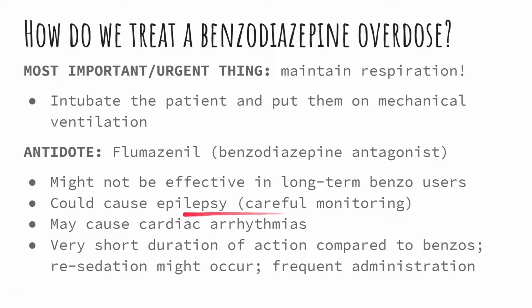Flumazenil may also cause cardiac arrhythmias, and flumazenil has a very short duration of action compared to benzodiazepines. I once read that it's somewhere between 1 to 2 hours only. After an hour or two, its effect is finished. And this means that we have to continue giving the patient flumazenil again and again, which means frequent administration is necessary for the patient, because its effect will run out, so we have to keep giving it again and again because of its very short duration of action.